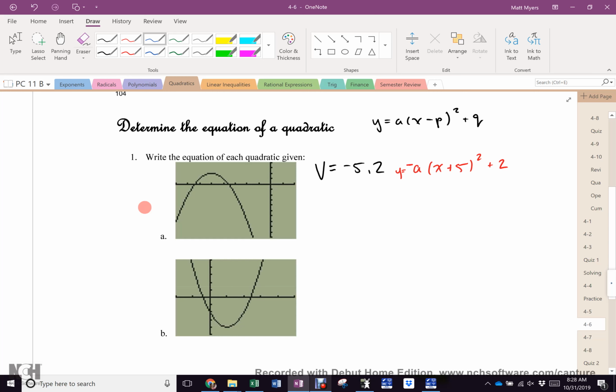What is A? No. What is A in this equation? It's going to be a coefficient. What does A do to the parabola? Of course A is 1, but I need to... What does it do to make it thinner or wider? Multiplies what?